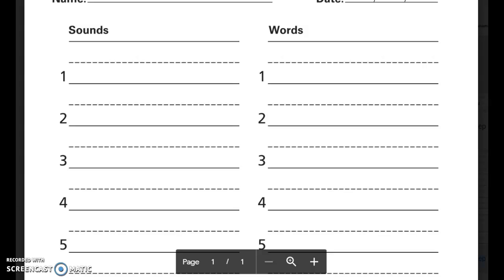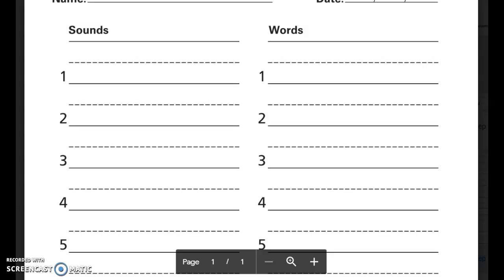Okay, so our first sentence is Tom bent the twig. Remember, we just wrote that word twig. So it says t, w, i, g, twig. Tom bent the twig.